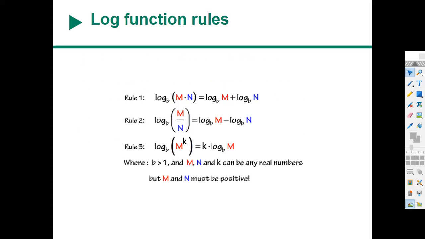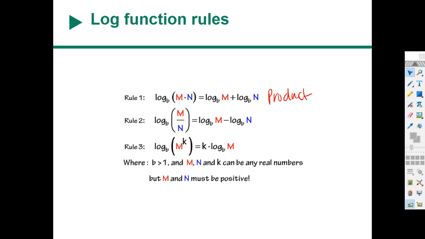Okay. Here are our log function rules. If you'd like to take a moment to write them down, or you can always go back on your Brightspace and write them down. But these are our log rules. Rule number 1 is our product rule. The product rule is saying that when you're multiplying two things within a log, you can also separate them and add them.